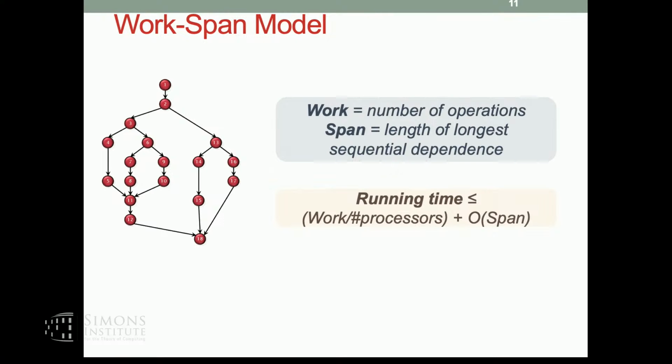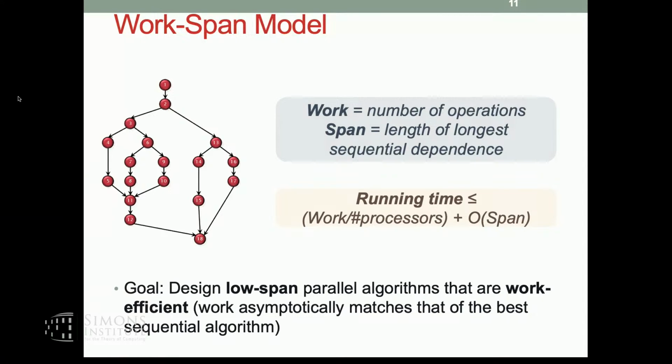Okay, so the model that we're going to be using to design and analyze our algorithms is the work-span model of computation. Here the work is the number of operations your algorithm does, and the span is the length of the longest sequential dependence. If you are able to get a work and span bound, then you can upper bound the running time of your algorithm by the work divided by the number of processors, plus big O of the span. This running time can be achieved using a randomized work-stealing scheduler, so you get this runtime in expectation. If you use a greedy scheduler, you can actually get rid of the big O in front of the span, but greedy scheduling is not practical, so nobody uses that.